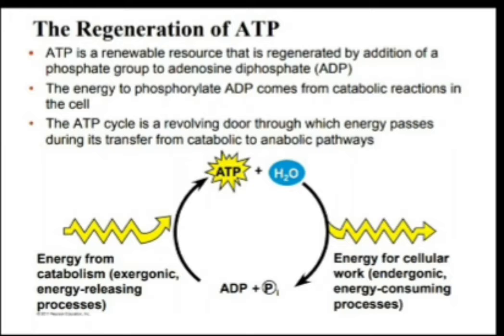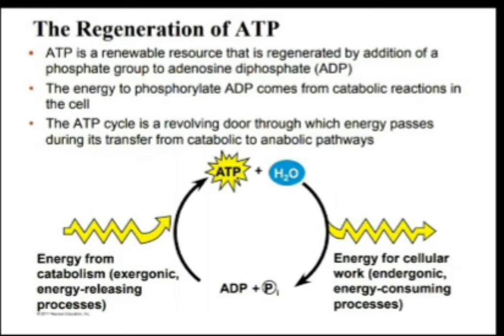Now, the regeneration of ATP. ATP is a renewable source that is generated by addition of a phosphate group to adenosine diphosphate, ADP. The energy to phosphorylate ADP comes from catabolic reactions in the cell. The ATP cycle is a revolving door through which energy passes during its transfer from catabolic to anabolic pathways.